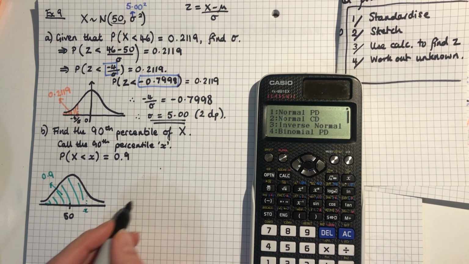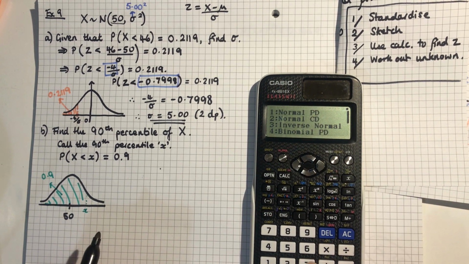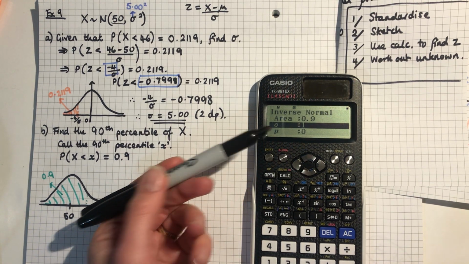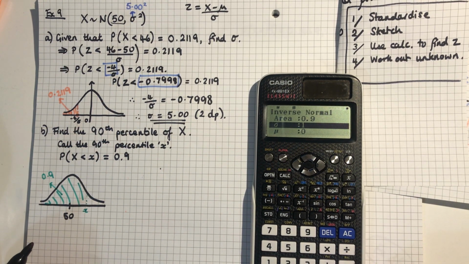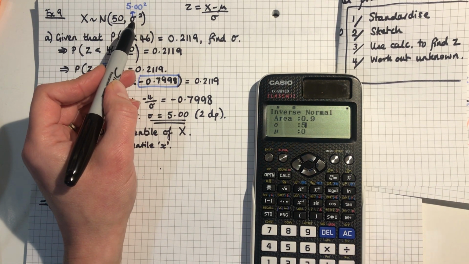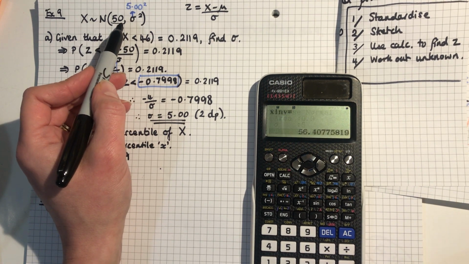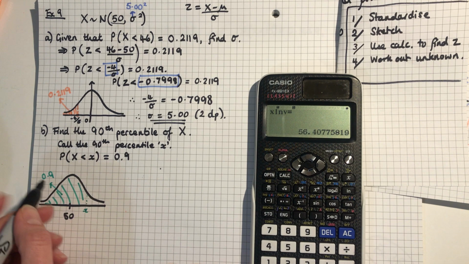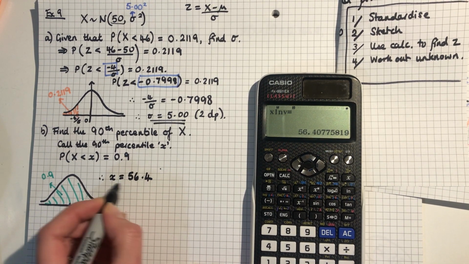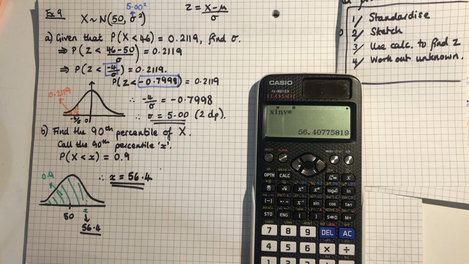So we're going to go to our inverse normal, because we're trying to find a value on the x-axis. The area is 0.9. This time I haven't got the standard curve, I'm going back to the original curve here. So our sigma is 5.00 and our mu is 50. And that tells me x is 56.4. So that's that value there. And that's the 90th percentile.